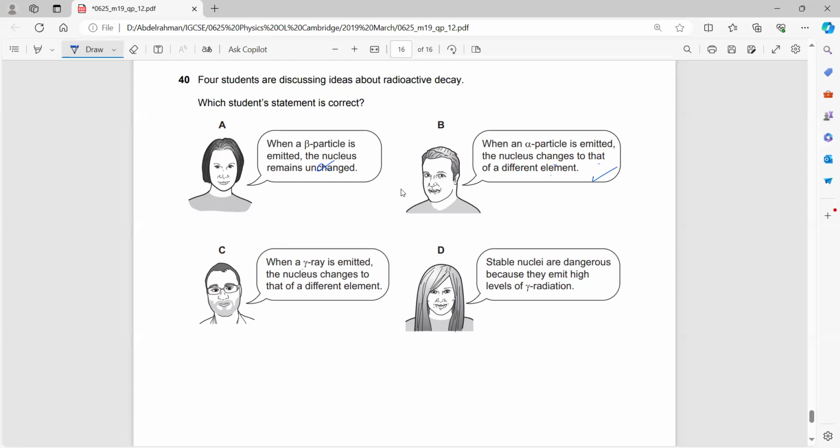When a gamma ray is emitted, the nucleus changes to that of a different element? No. Only when you emit a beta or an alpha particle. Stable nuclei are dangerous? No, stable nuclei are not dangerous. Only unstable nuclei are dangerous. So the only answer would be B. Yes, excellent.